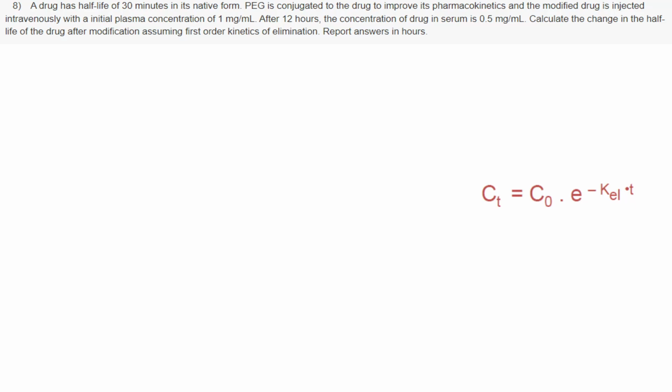So sorry, I couldn't display this before. So this is the equation for the first order kinetics of elimination. You can take help from this. Are you able to solve it?